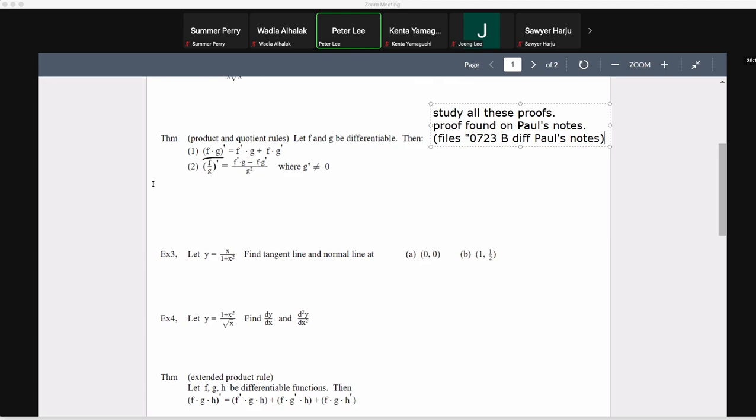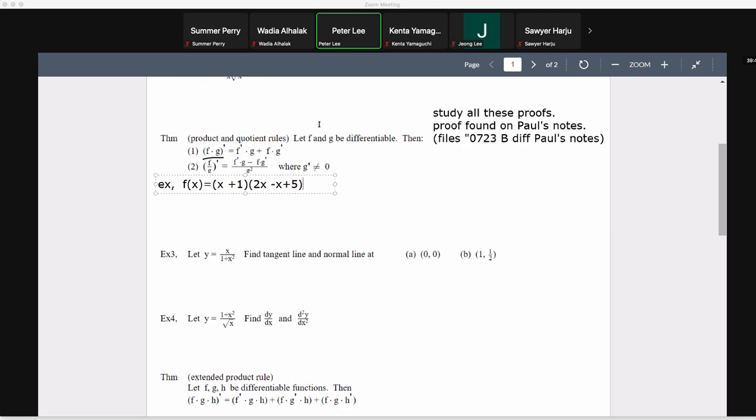I have not given you any example on the product rule here. I think it's kind of my mistake; I should have given you this. So let's say f of x is equal to x cubed plus 1, times 2x squared minus x plus 5.